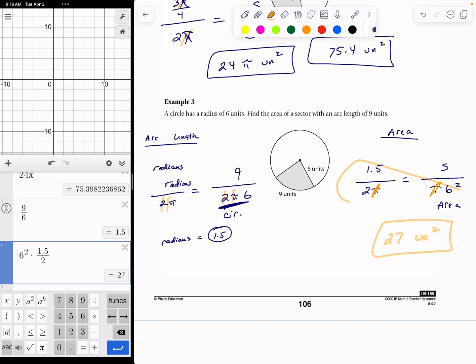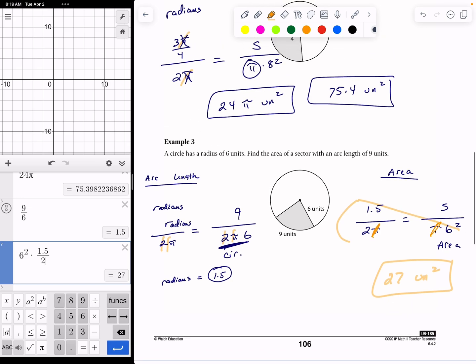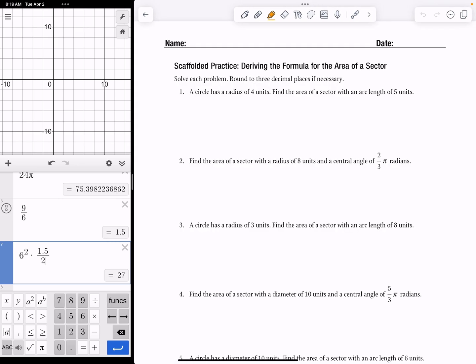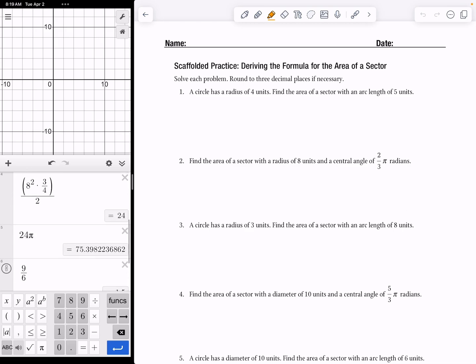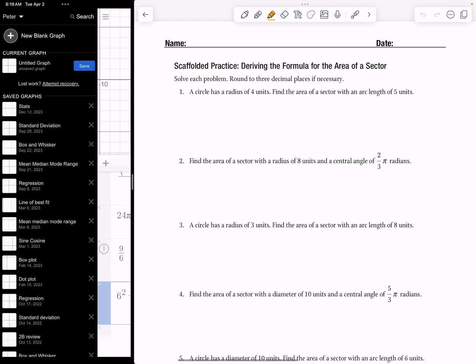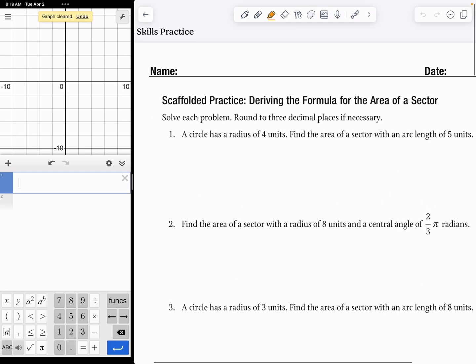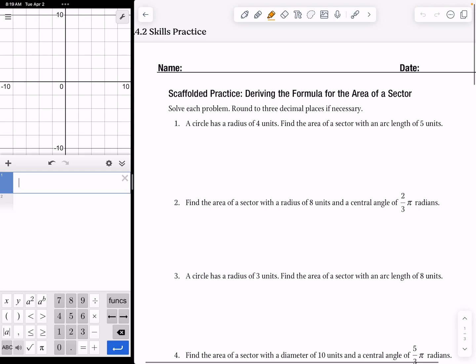Let's pop over to the skills practice. Again, hit pause if you need to. Circle has a radius of 4. Find the area of a sector with an arc length of 5.